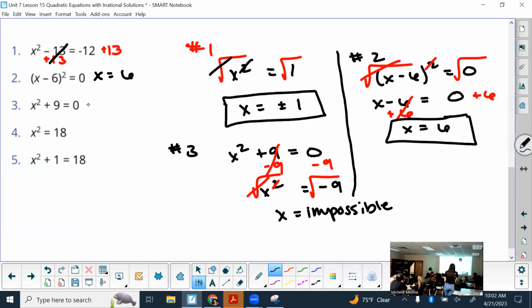So for 3, there's no solution because you cannot square root a negative, right? It gives you an error message. In algebra 3-4, you'll deal with what's called imaginary numbers, and then you can answer that, but we're not there yet. So just for now, it's impossible. Questions?